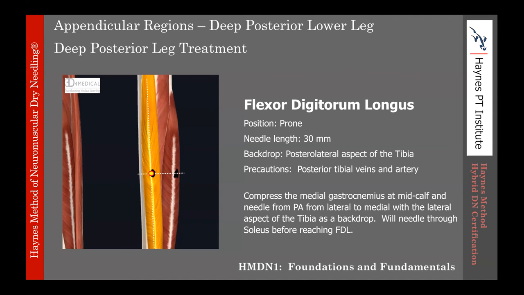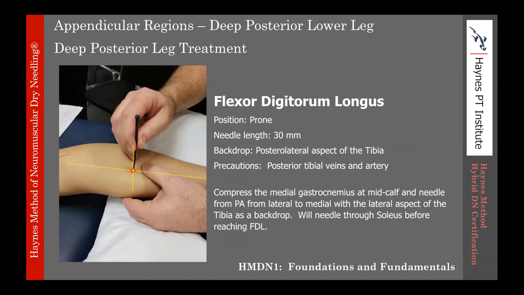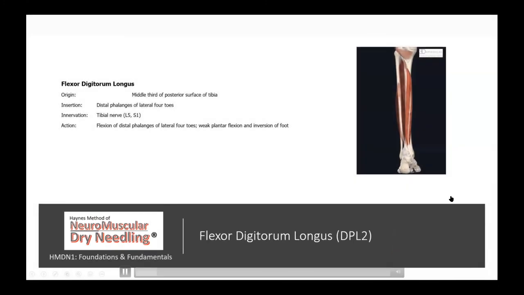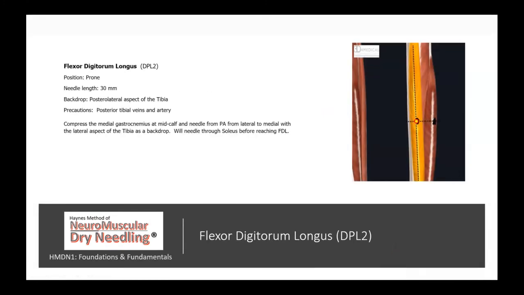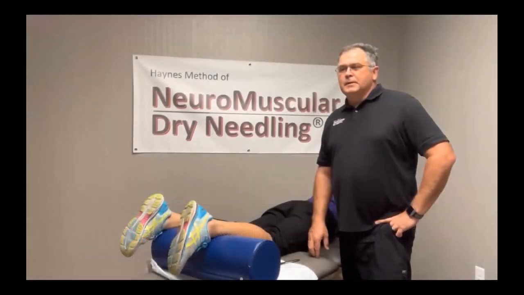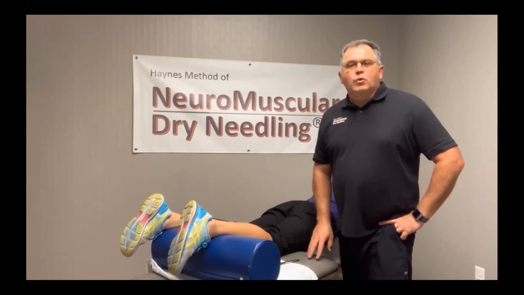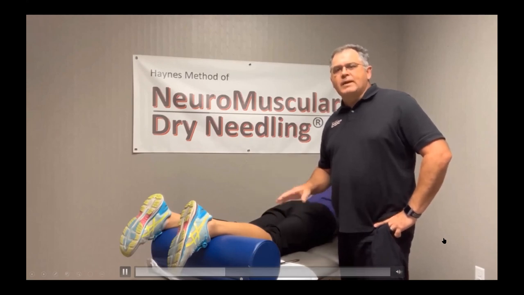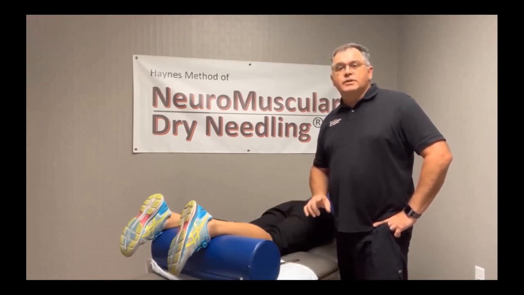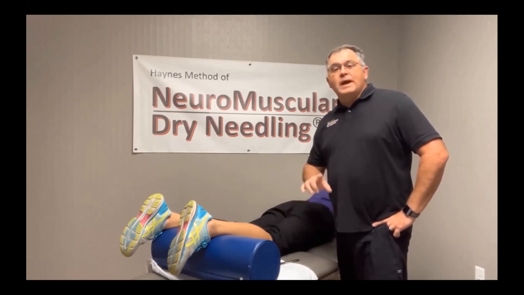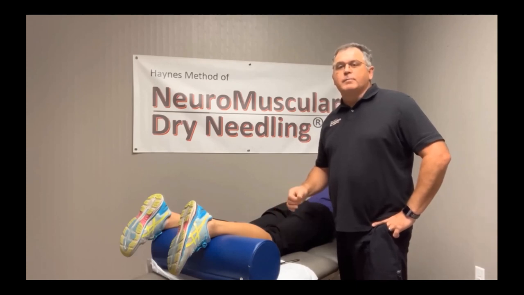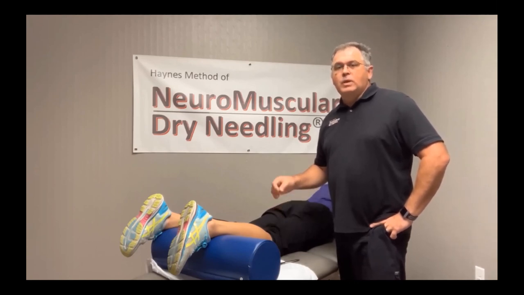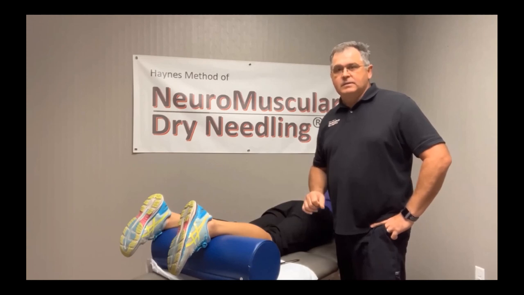Flexor digitorum longus. Position here is going to be prone. Needle length is 30 millimeters, and the backdrop is the posterolateral aspect of the tibia. Precautions: the posterior tibial veins and artery. What we're going to do is compress the medial gastrocnemius at mid-calf and needle from posterior to anterior, from lateral to medial, with the lateral aspect of the tibia as a backdrop. We'll needle through the soleus before reaching FDL.